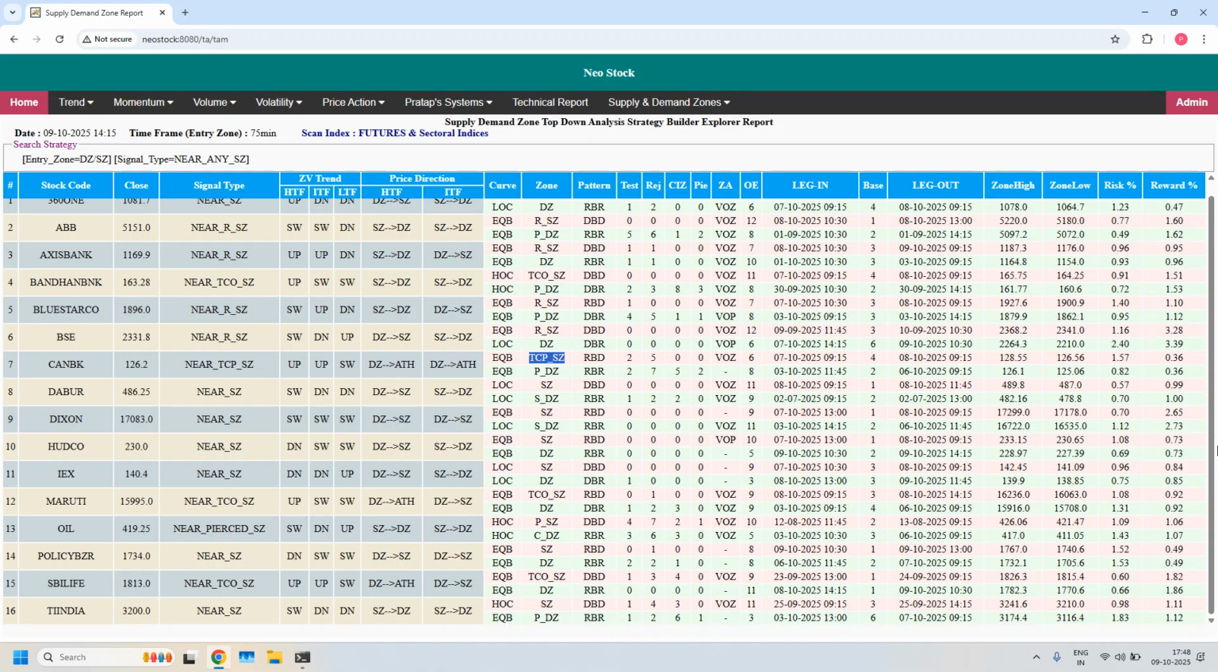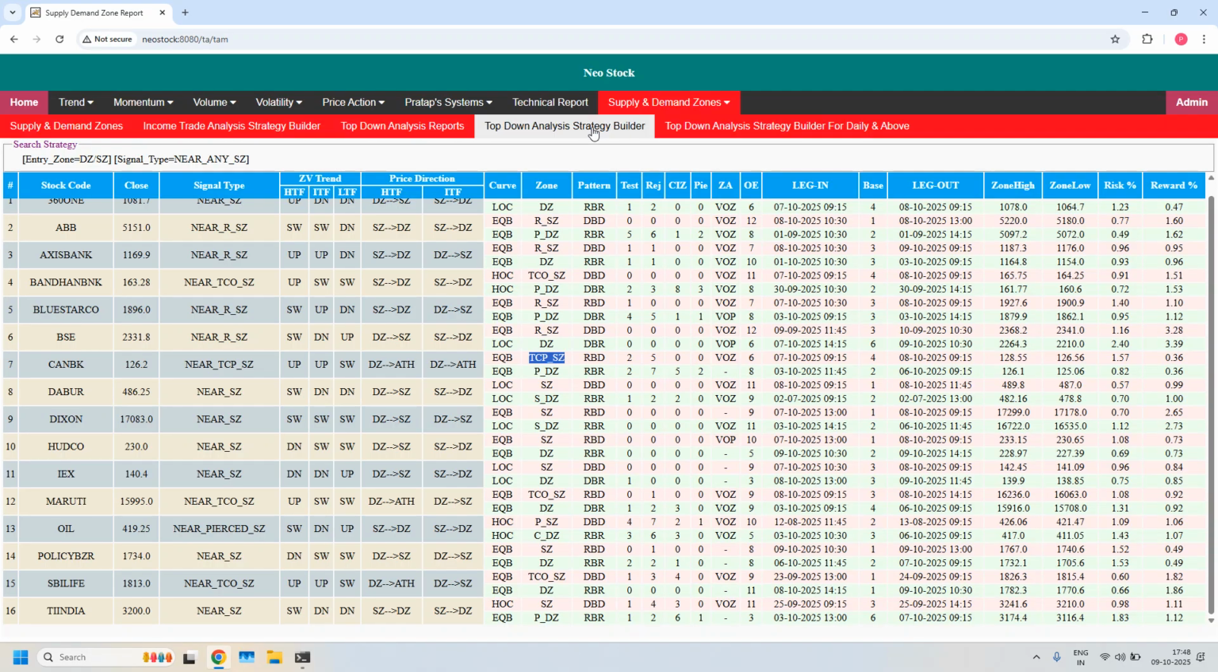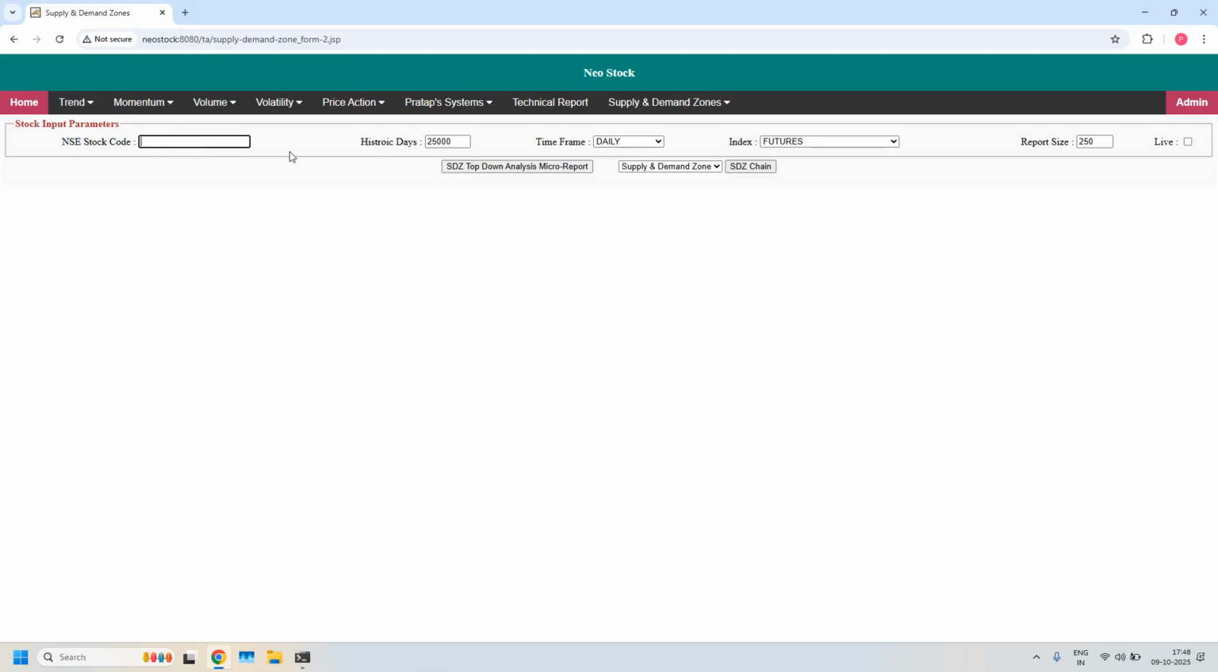Okay, next I'm generating NIFTY and Bank Nifty supply demand zone chain reports. Starting with NIFTY, generating a monthly supply demand zone chain for NIFTY.